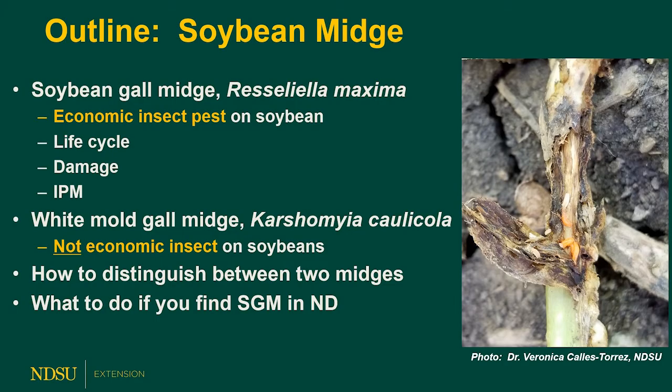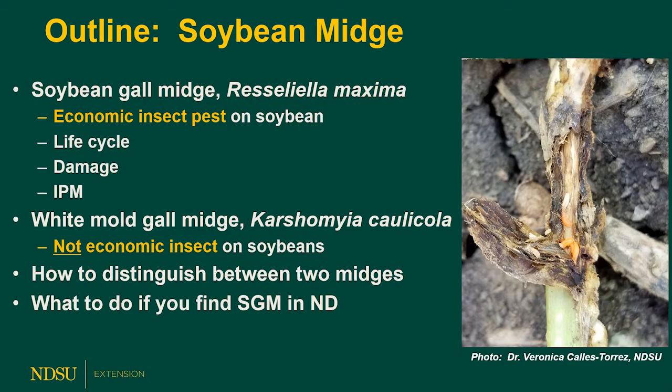Here's the outline of my talk today. First, I'll talk about the soybean gall midge, Resseliella maxima. This is an economic insect pest on soybean. We'll briefly discuss its life cycle, crop damage, and integrated pest management strategies.